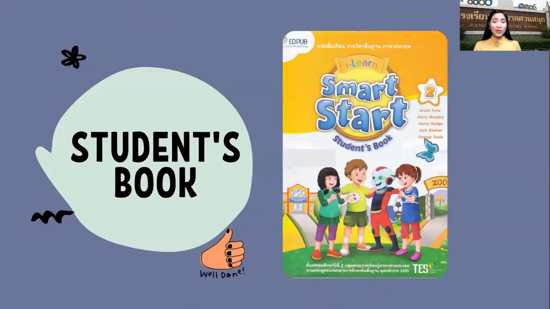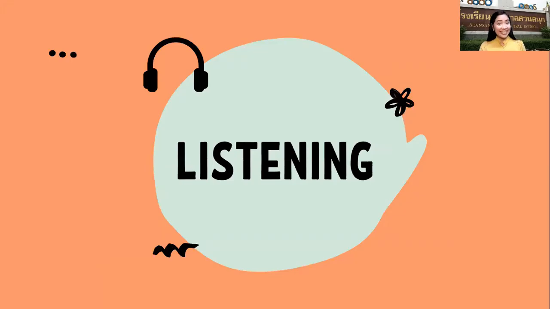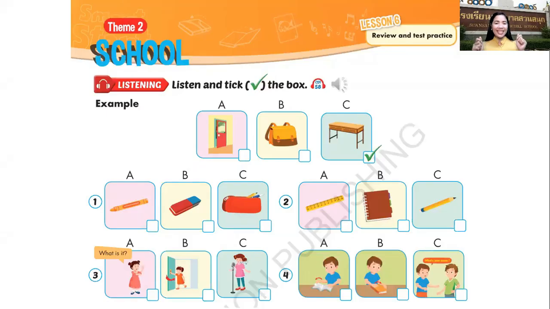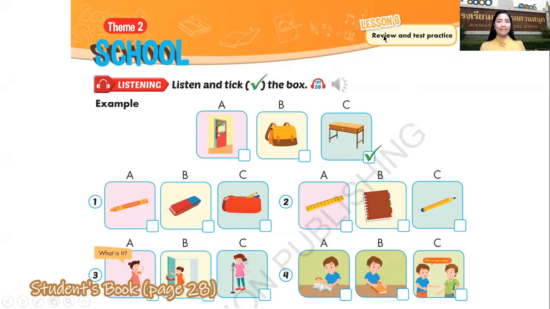Take out your student's book and open it on pages 28 and 29. Listening part. Take out your pencils. Get ready. Theme 2, School. Lesson 6, Listening. Listen and tick the box. Look at the pictures. Listen.